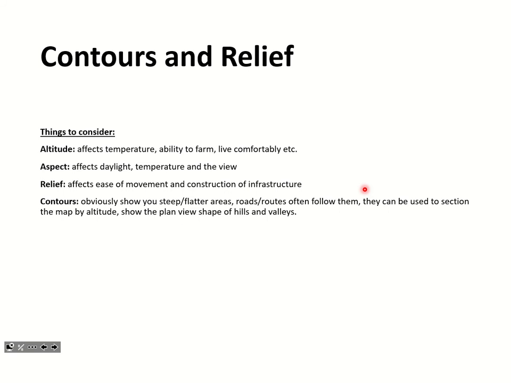So if you're being asked to comment on the viability of a land use for a certain area, think about how the aspect would affect the view from a hilltop, or the view of a pathway being built across a landscape. Relief, this means the bumpiness of the land, affects the ease of movement and construction of infrastructure. How easily are you going to be able to move across that landscape? How easily are you going to be able to construct whatever it is you're constructing in that landscape?